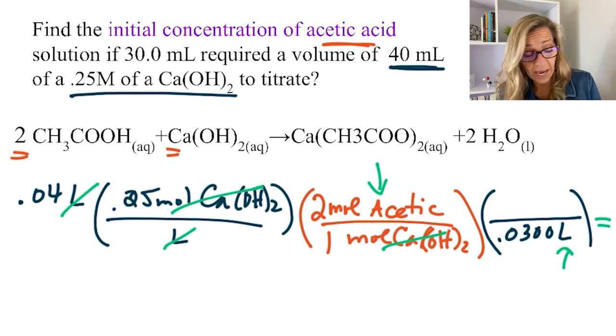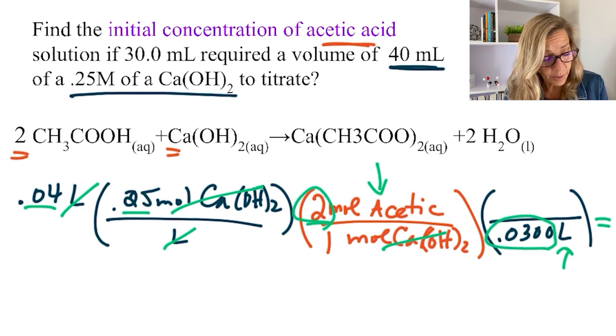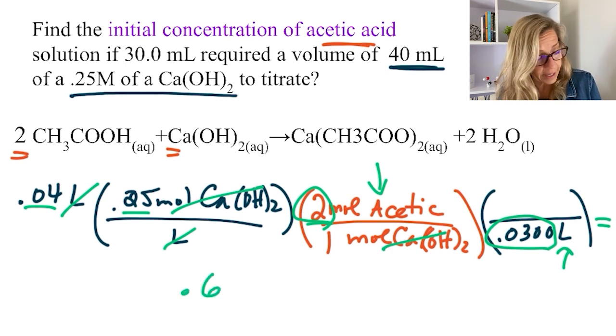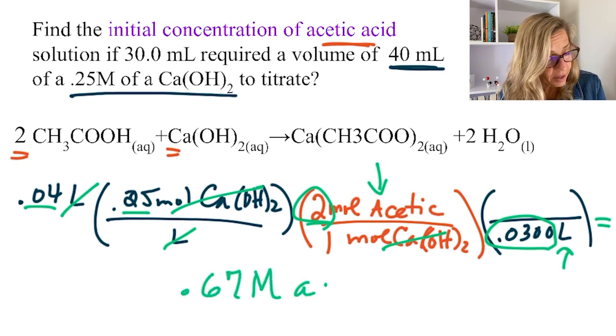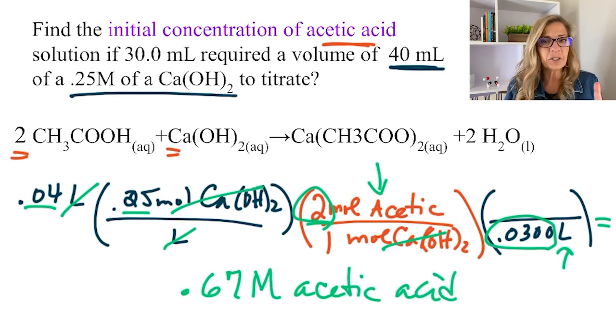So all I have to do is gather up the numbers, 0.04 times 0.25 times 2 divided by 0.03, and that's going to give me 0.67 molar acetic acid. So that is the concentration of acetic.